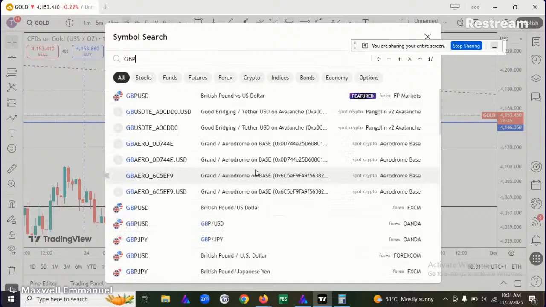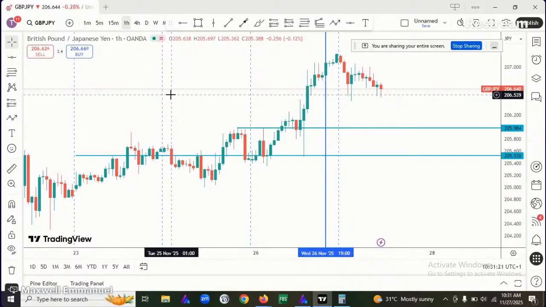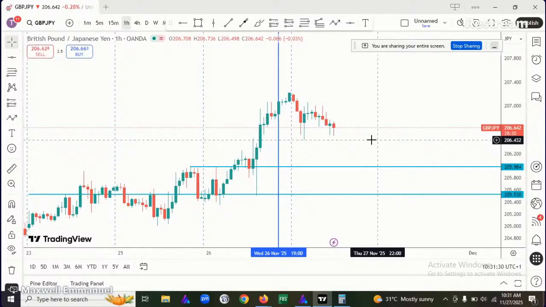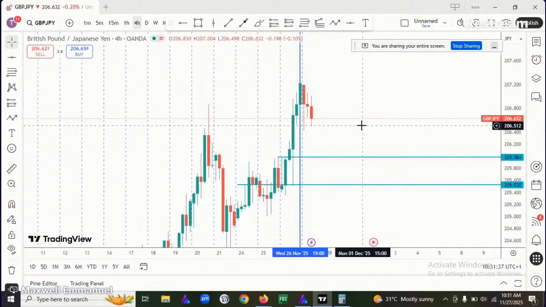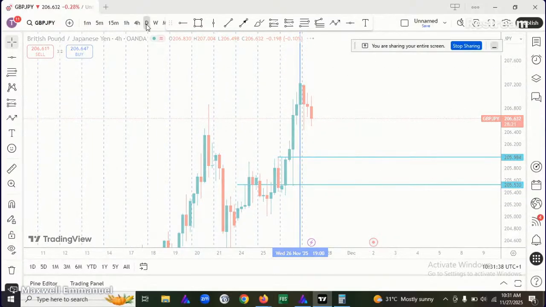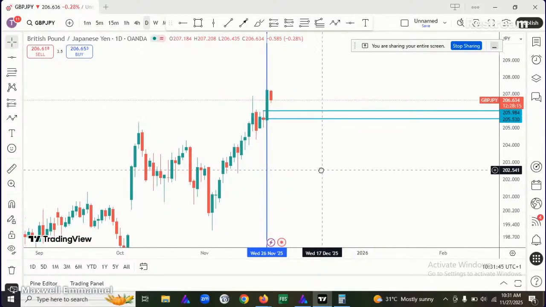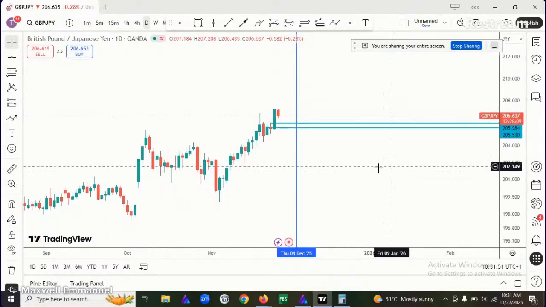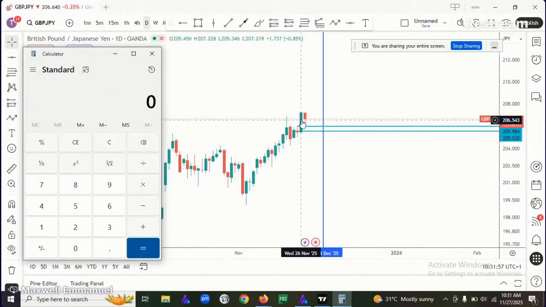Let's see GBP JPY. Okay, so if we are bearish on yen, we should be looking for buys on GBP JPY. Good, I love what I'm seeing there. I think GBP JPY is trying to go test the average of yesterday. Look for your buys at the average of yesterday's candle. I think that's what GJ is trying to accomplish.